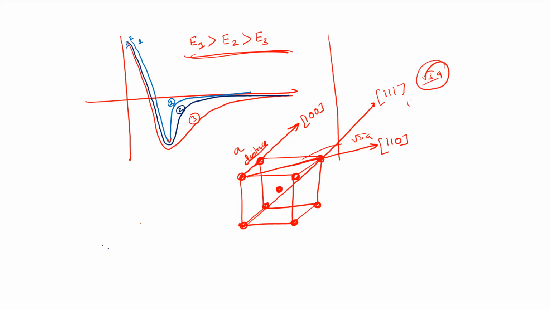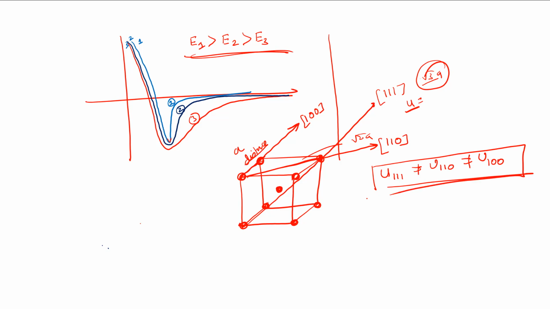So the u term, that is the energy term, will be different, right? So u term for 111 will not be equal to u term of 110 or u term of 100. That means the energy curve will be different, and since the energy curve will be different, that means the E value will be different. Okay, so from there the anisotropy exists, if it is a pure single crystal.